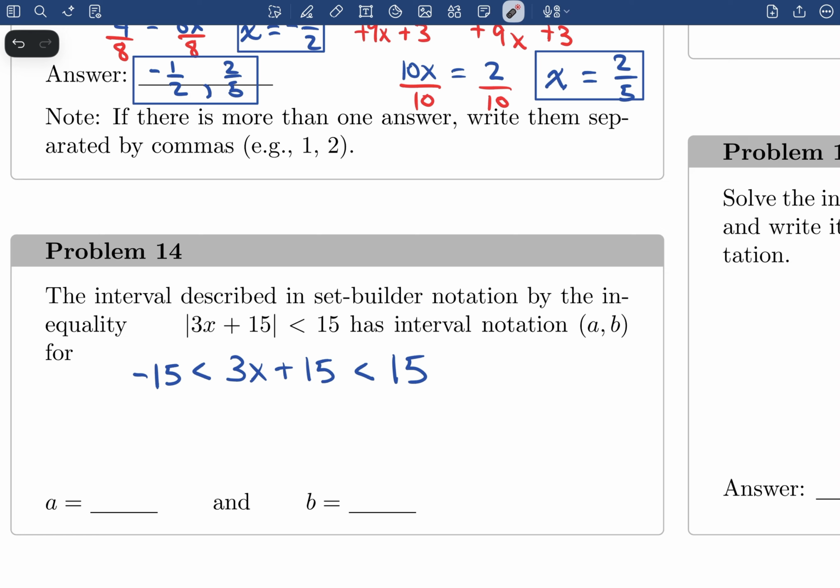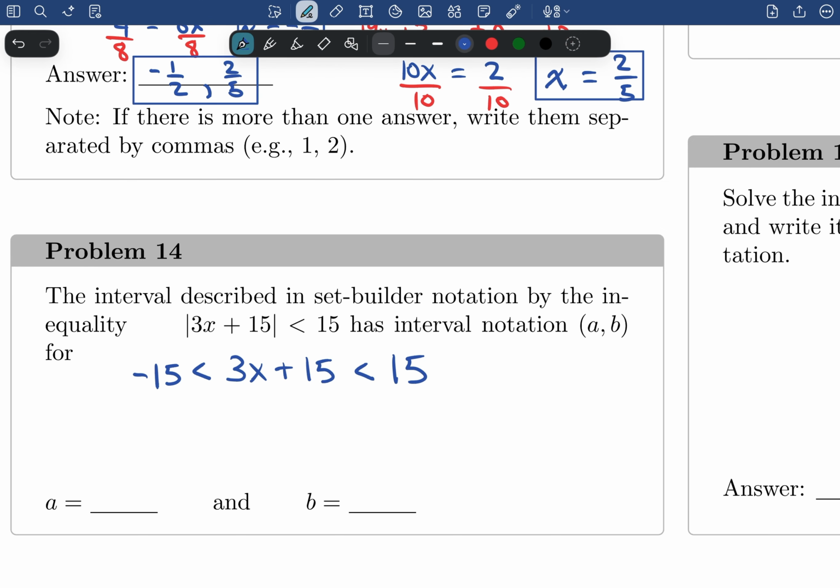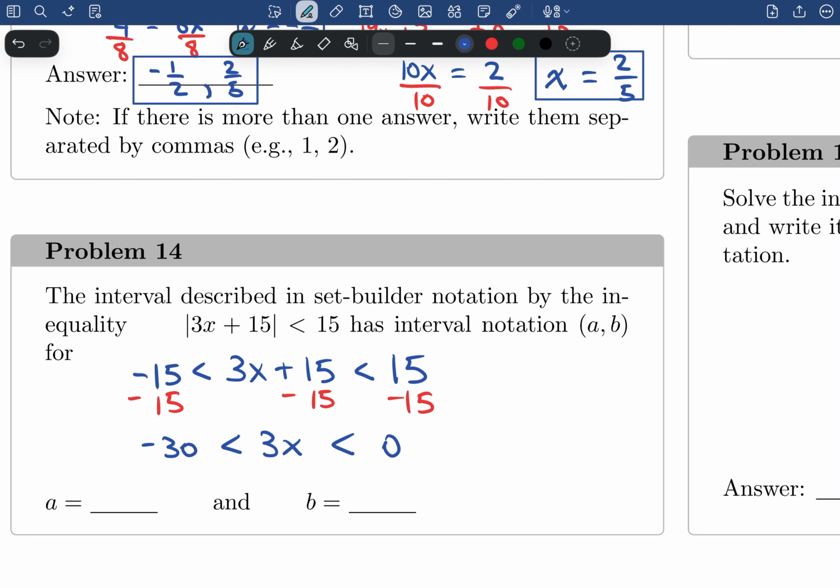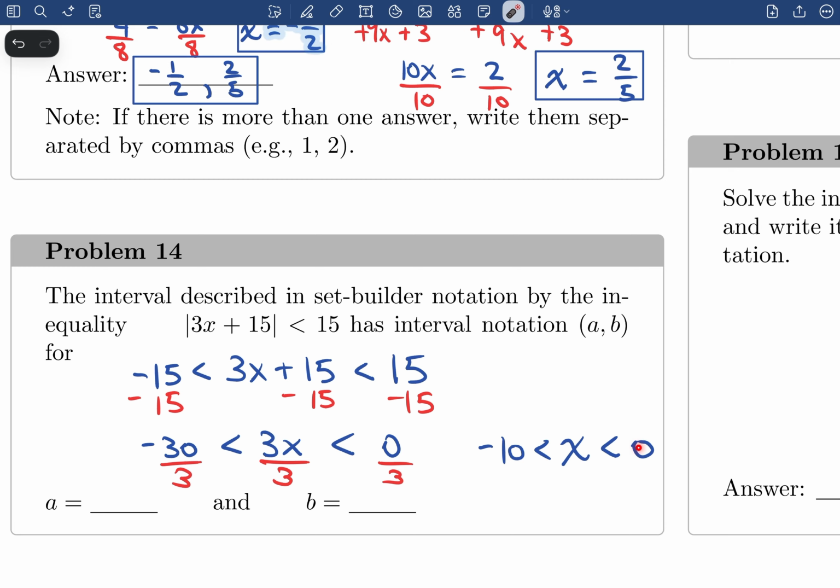Now I'm going to solve the double inequality that I created. Here I go. First, I will subtract 15 from all three sections of this double inequality. And -15 minus 15 is -30, which is less than 3x, which is less than 15 minus 15, which is 0. Now, I'm going to divide by 3 on all three parts of this double inequality. And -30 divided by 3 is -10, which is less than x, which is less than 0, because 0 divided by 3 is still 0.